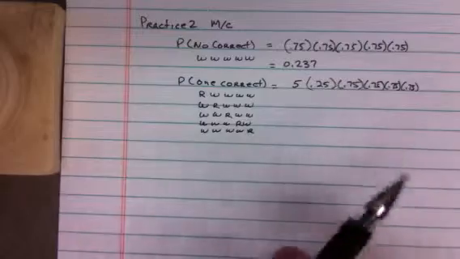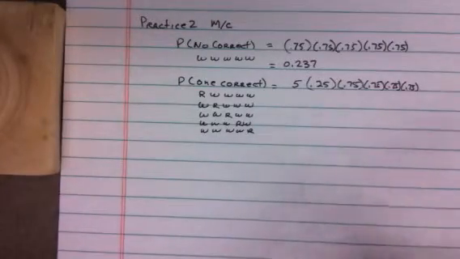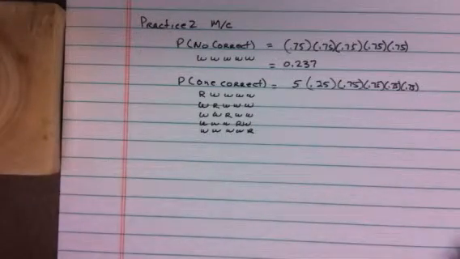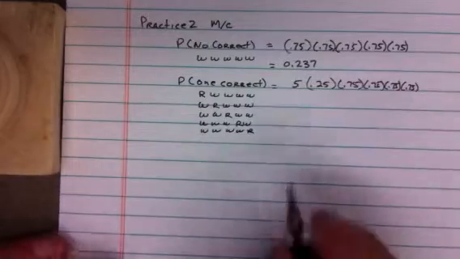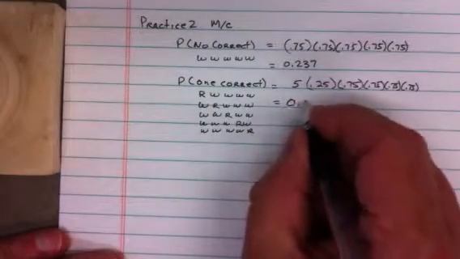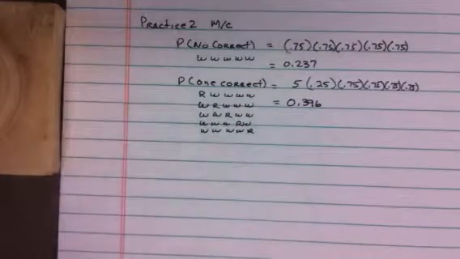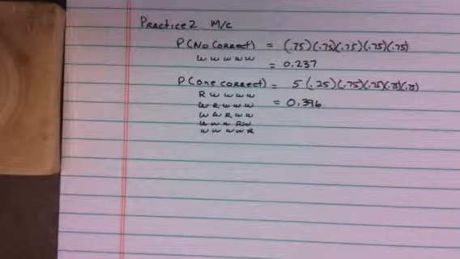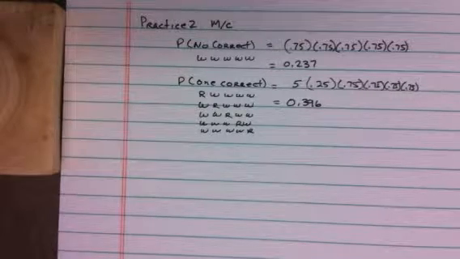So it's 5 times 0.25 times 0.75 and 4 of those 0.75s. So we get 0.396 for 1 correct answer. The third question asks an interesting question. It says, what's the probability of getting at least 1 correct?